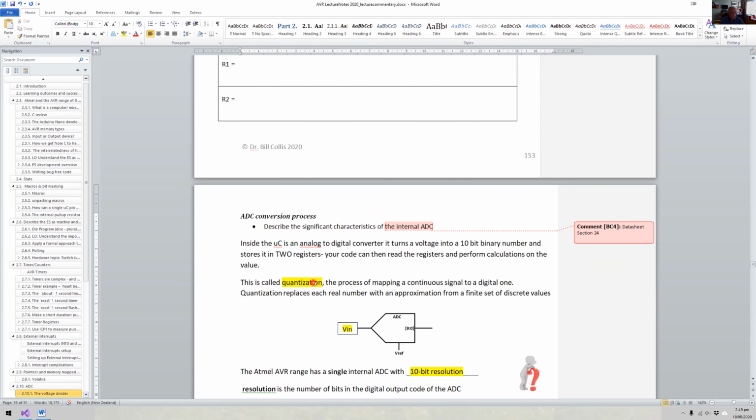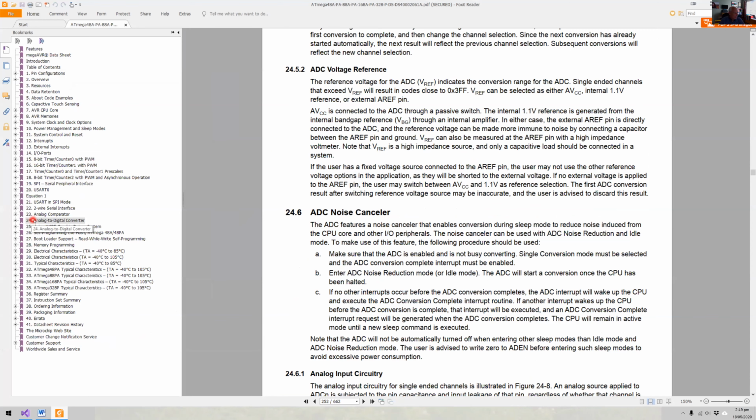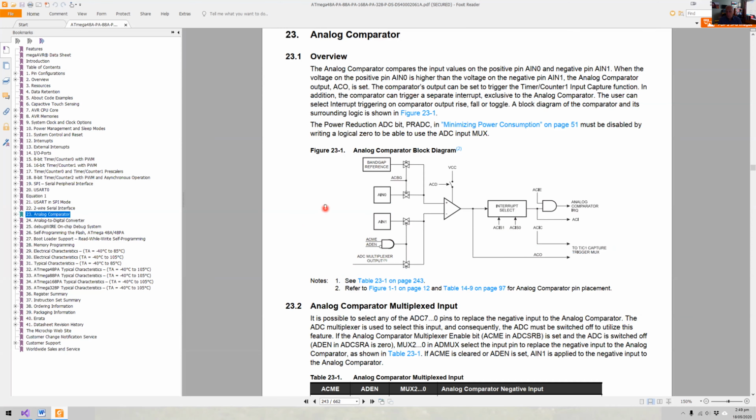So what we're going to look at is, describe the significant characteristics of the internal ADC. So the internal ADC, what does that mean? Inside the microcontroller, what have we got? What we've got is an analog to digital converter. So let's just have a look on the left-hand side here. There's the analog to digital converter. If you click on the analog comparator by accident, hey, it's worthwhile having a look at this.